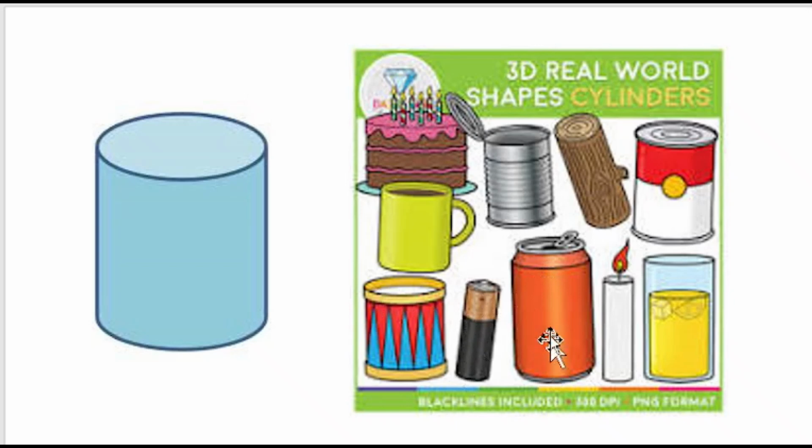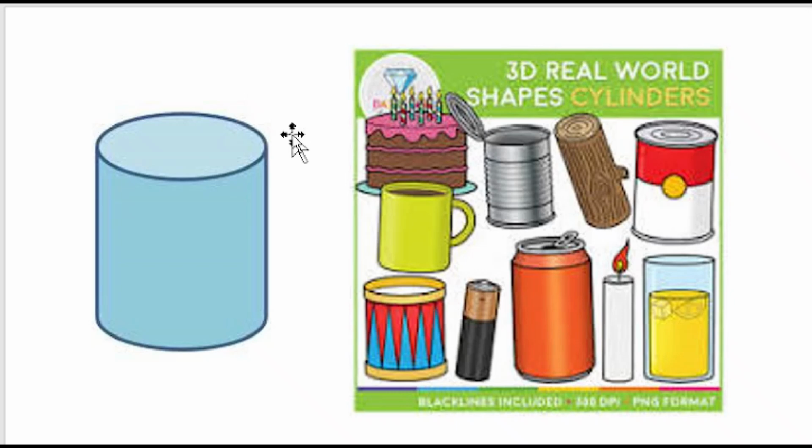There is a Coke can. This is a candle. This is a glass, a flask. This is a log of wood. Most of the trees, except for the branches on the top, are cylindrical. Pillars. You have seen thick pillars in temples and other places.